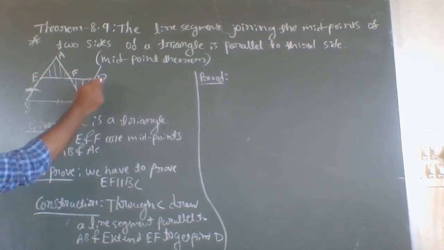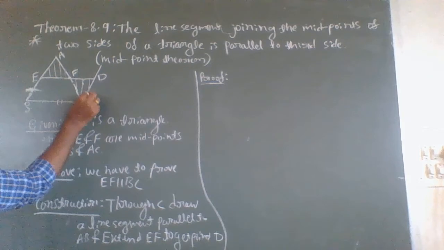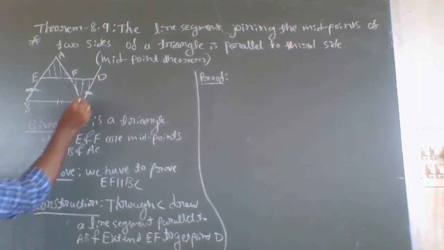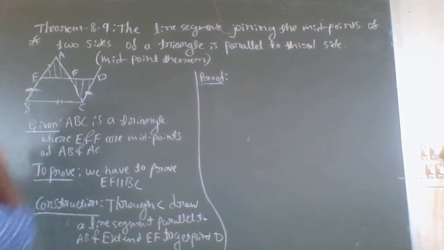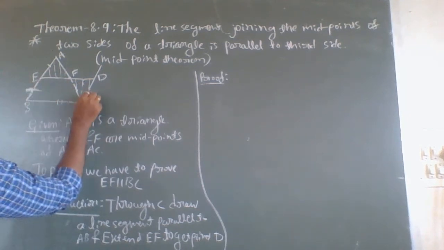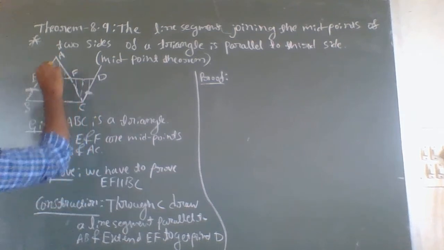AEF and CDF. Why? If we prove these two triangles are congruent, then we can say these two sides are equal. Listen carefully. If these two triangles are congruent, then these two sides are equal because of CPCT, corresponding parts of congruent triangles. These two sides are equal.